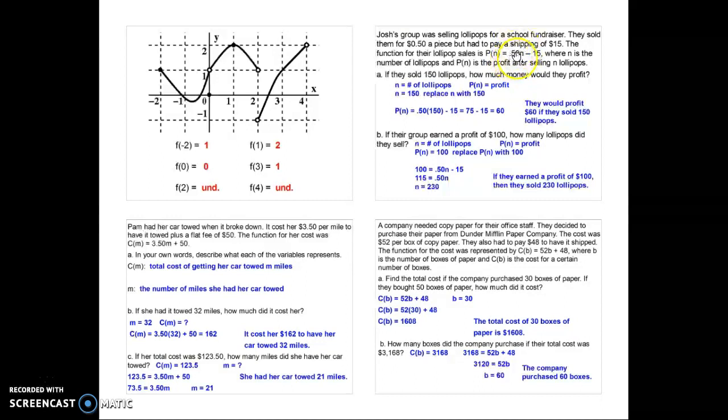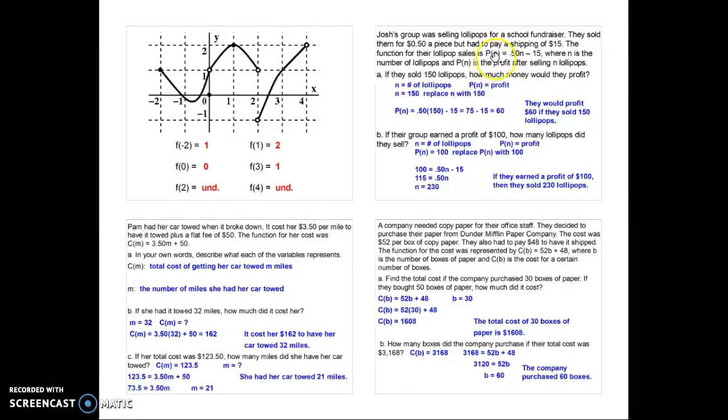0.5, each one was 50 cents. So 50 cents times the number of them that they sold minus 15, because they had to pay that shipping cost. Okay? So where N is the number of lollipops and P of N is the profit after selling the lollipops. Okay. So we're looking for their profit.